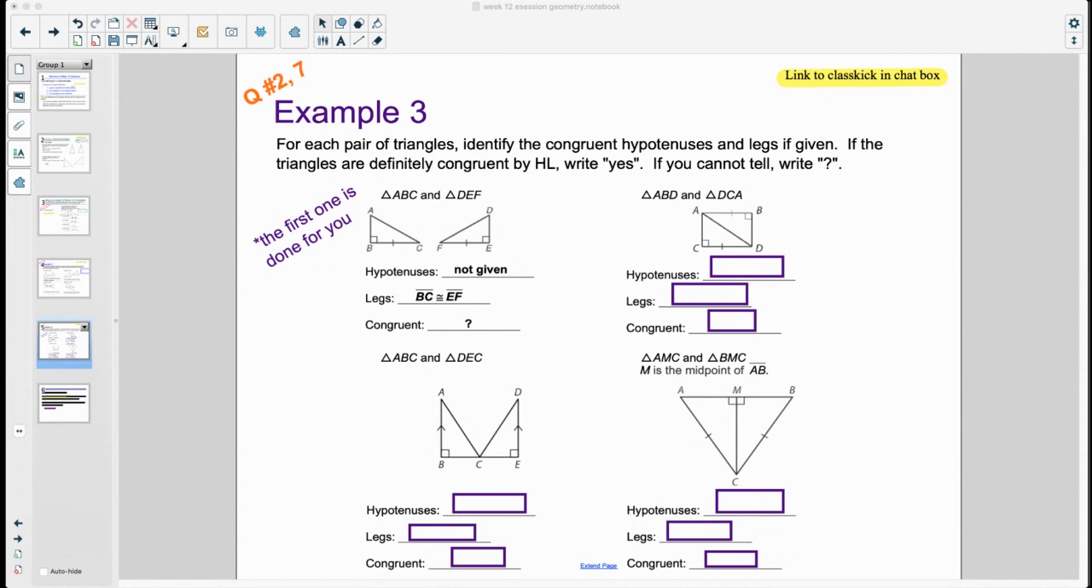Notice the hypotenuses are not given as congruent, the legs are. So this one, you cannot tell. Okay, so just try to at least get through 2 of them. If you can't get through all 3, that's absolutely fine. I want to make sure we have enough time for questions. So I'll give you about 2 minutes, guys, okay? So get through at least a couple of them.